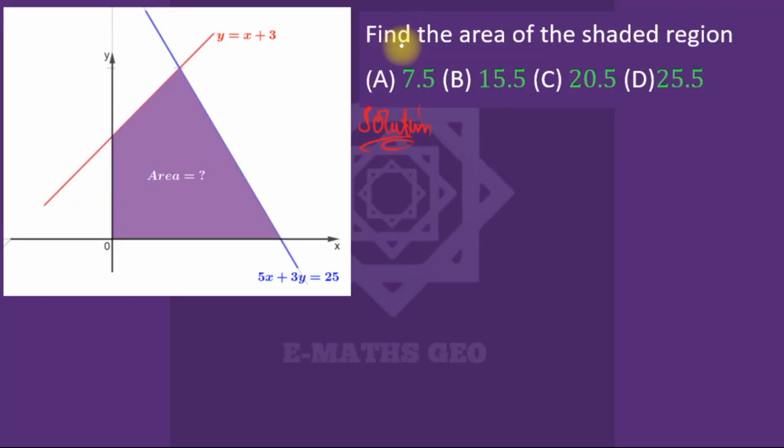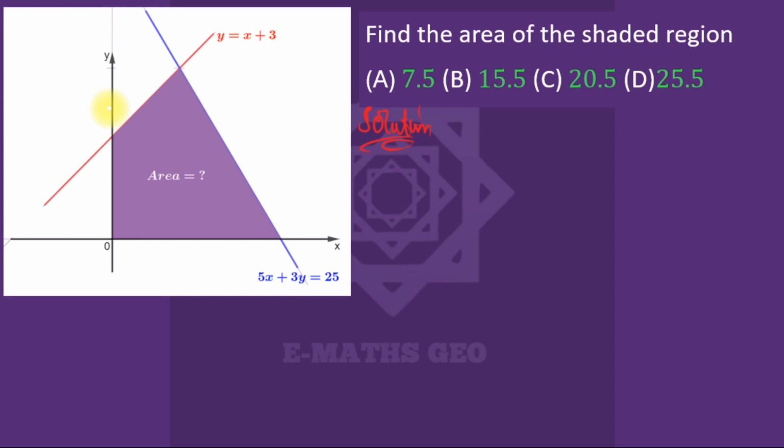Okay, welcome. We're asked to find the area of the shaded region. As you can see, that's the shaded region. So we're given two lines: y equals x plus 3 and 5x plus 3y equals 25. So how do we get the area?